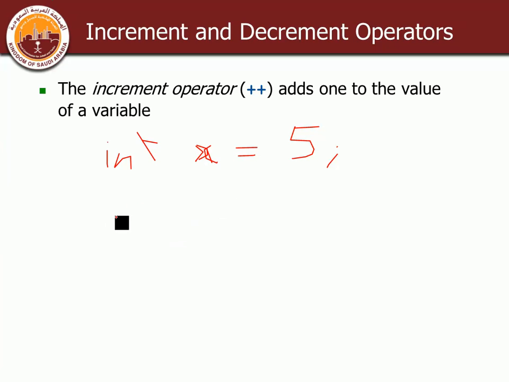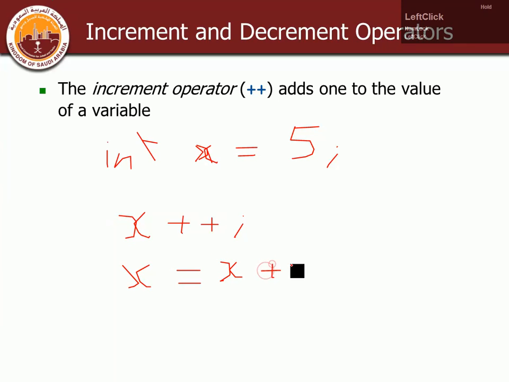So let's say I would like to do something like this: x plus plus. This is a valid Java instruction. What this instruction is saying means exactly the same thing as writing x equals x plus 1. Only 1. So if I do x plus plus, inside of x it should be 6.